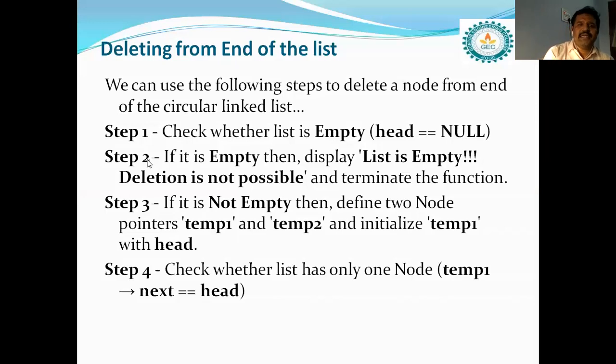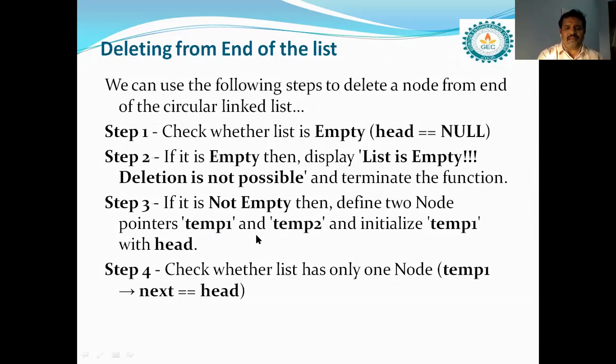And then deleting a node from the end of the list. You can see the procedure. Check whether the list is empty, that is head equal to null. If it is empty, then display the list is empty and deletion is not possible, and terminate the function. If it is not empty, then define two node pointers, temp1 and temp2, and initialize temp1 with head.